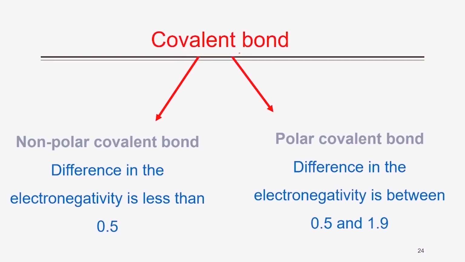The second type of bond is a covalent bond. This type can either be non-polar covalent or polar covalent. If the difference in the electronegativity is less than 0.5, it is non-polar covalent bond. And if the difference in the electronegativity is between 0.5 and 1.9, it is polar covalent bond.